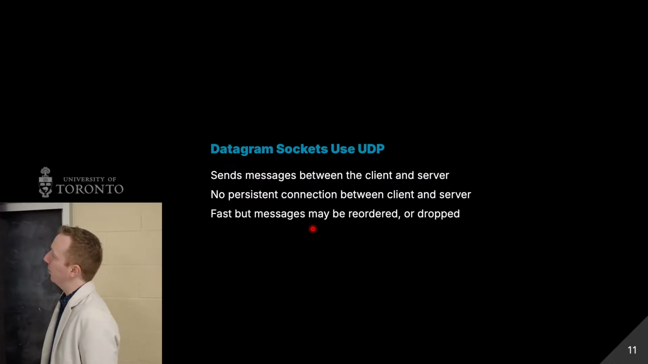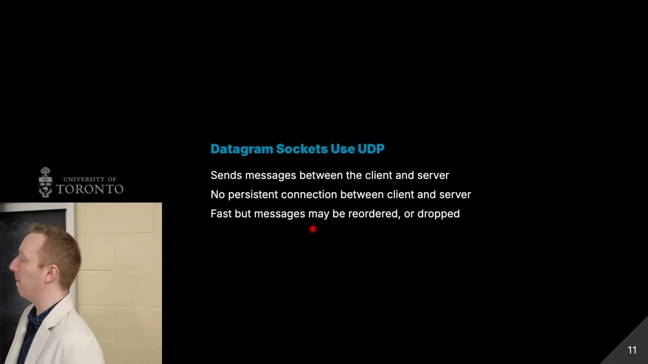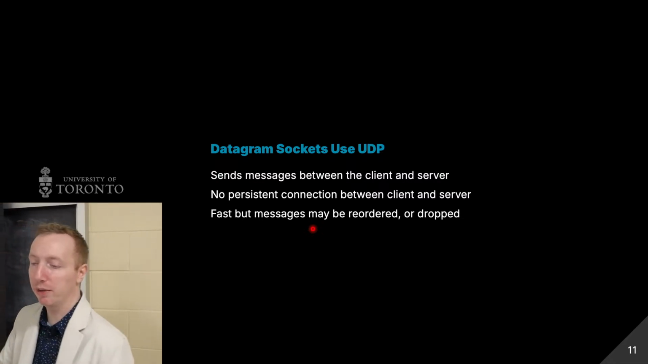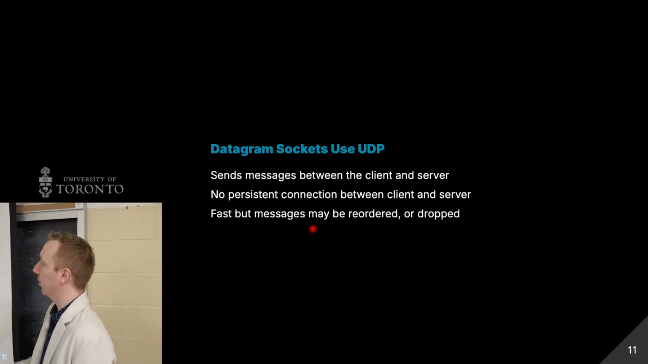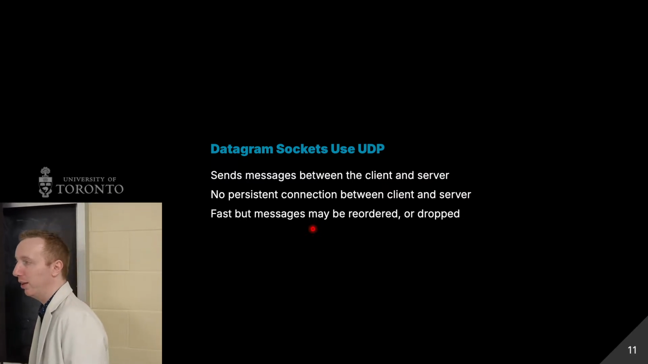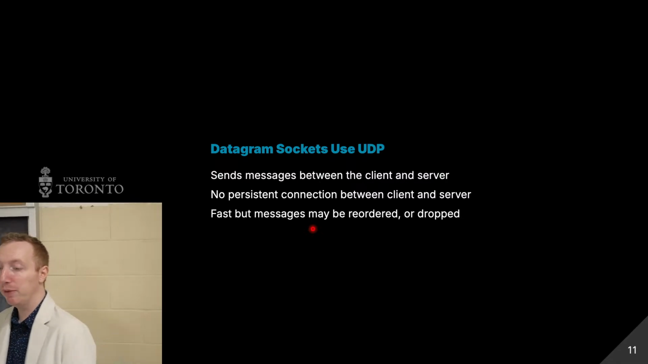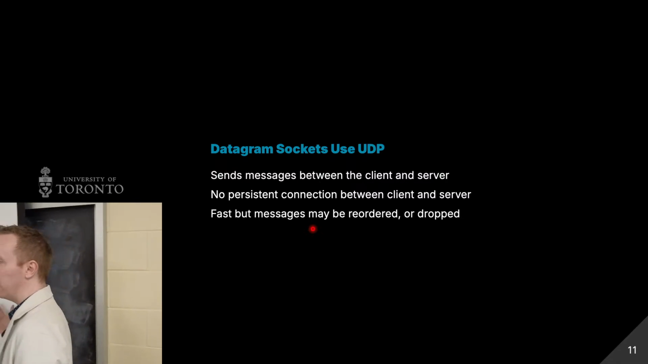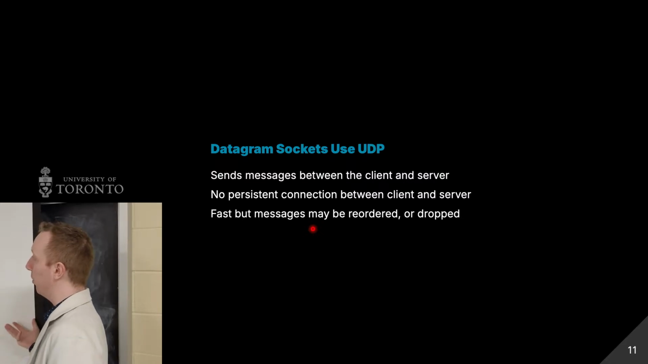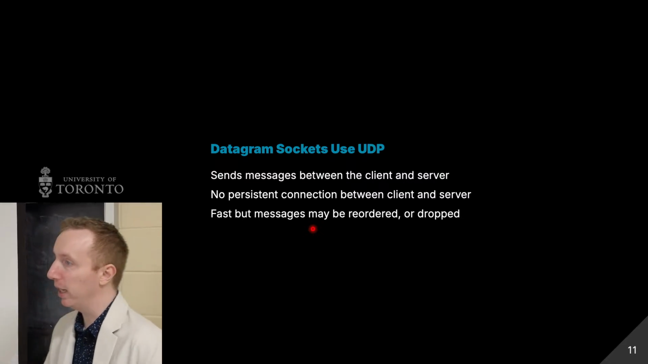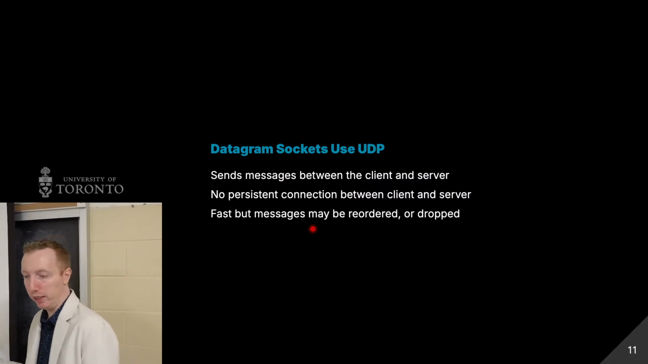Datagram sockets use something called UDP, so it just sends messages between the client and the server. There's no persistent connection between the client and the server, so you don't know when someone disconnects from you. And it's going to be fast, but the messages might be reordered. They might appear in any order. They might not make it there at all, and there's no way to tell.